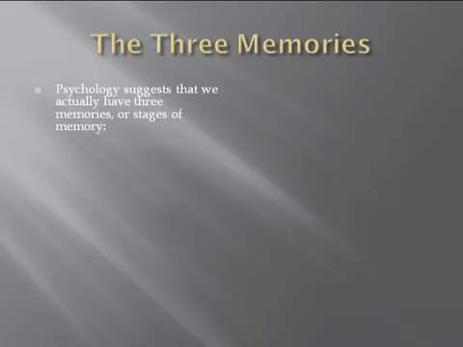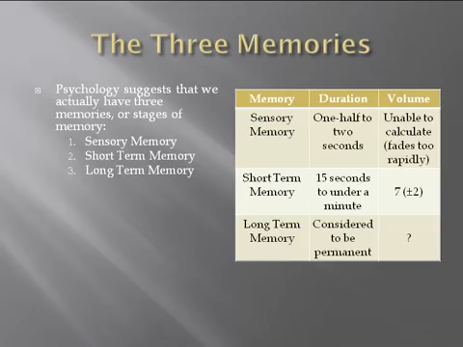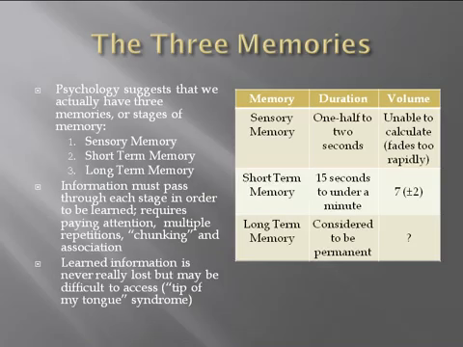Psychology suggests that we actually have three memories or three stages of memory: sensory memory, short-term memory, and long-term memory. Information must pass through each stage in order to be learned. Information learned is never really lost, but may be difficult to access, sort of that tip-of-the-tongue syndrome.